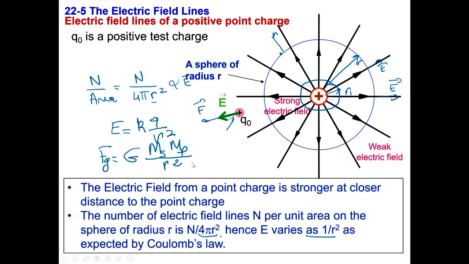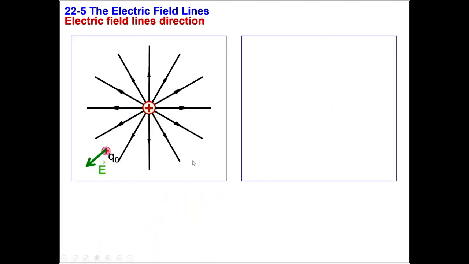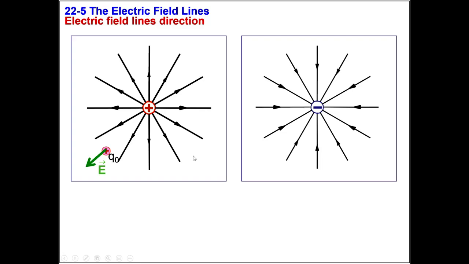Okay, so this is for a positive charge. For a negative charge, it will be just the opposite. The electric field lines are pointing towards the negative charge, because the electric fields are also pointing towards the negative charge. So if we draw the electric field at any point, these are the electric fields. Same thing if we draw a sphere here. We observe that the number of lines per unit area increases as the radius of the sphere gets smaller and smaller.